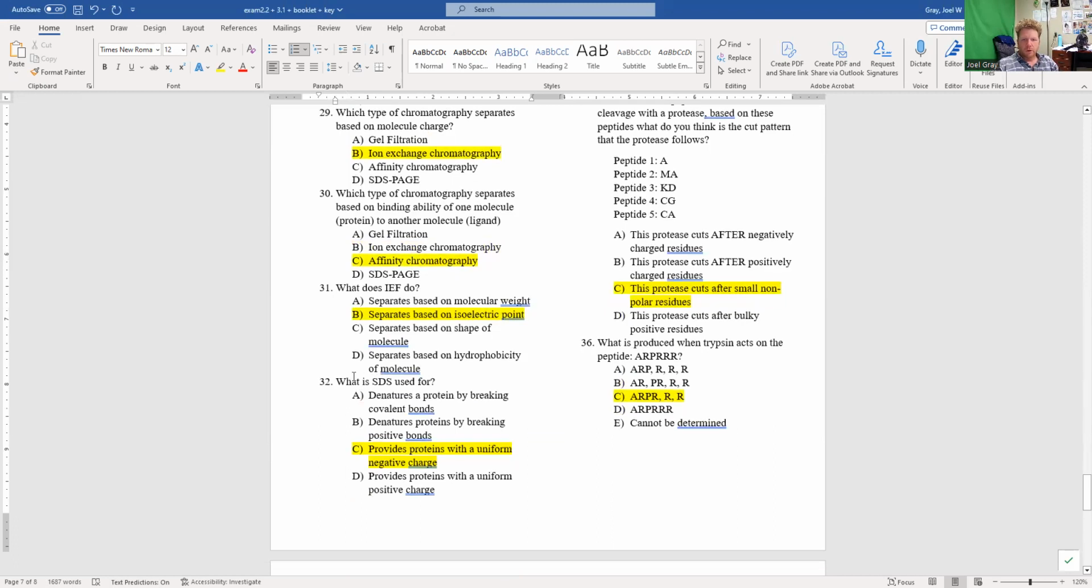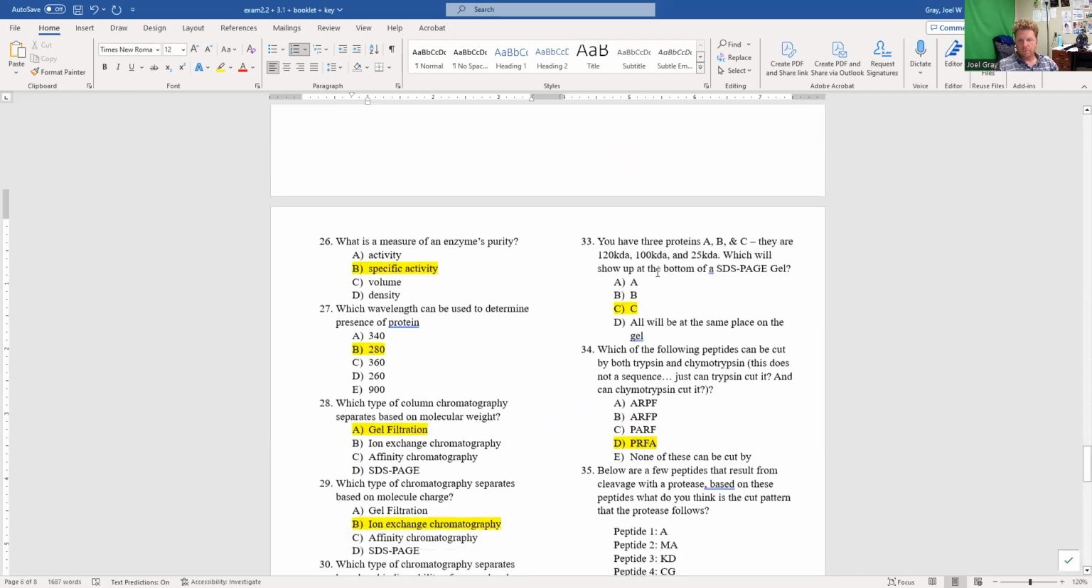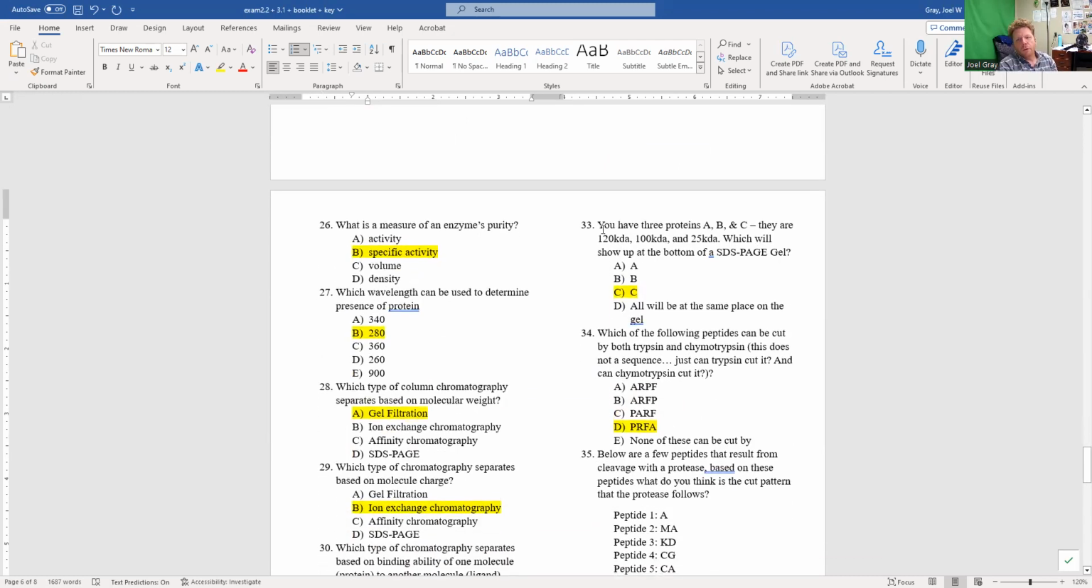Number 32. What is SDS used for? SDS provides a uniform negative charge across the backbone of a protein. So C is the correct answer for 32. Now, number 33. You have three proteins, A, B, and C. They are 120, 125 kilodaltons. Which will show up at the bottom of an SDS-PAGE? It's going to be your smallest protein, because SDS-PAGE and gel filtration chromatography separate in inverse ways. So 33 is C.